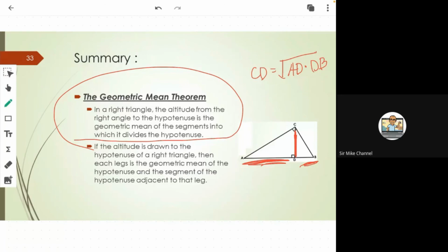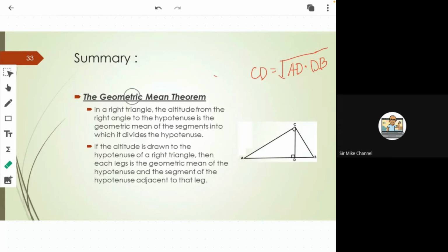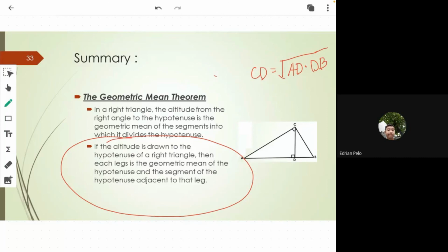Okay, next. Basa nga ulit natin. Next paragraph. Okay, basa. Adrian. If the altitude is known to the hypotenuse of a right triangle. Parang kaharutan na naman kayo diyan. Sorry po. Sige. Ano yung kaharutan mo diyan?